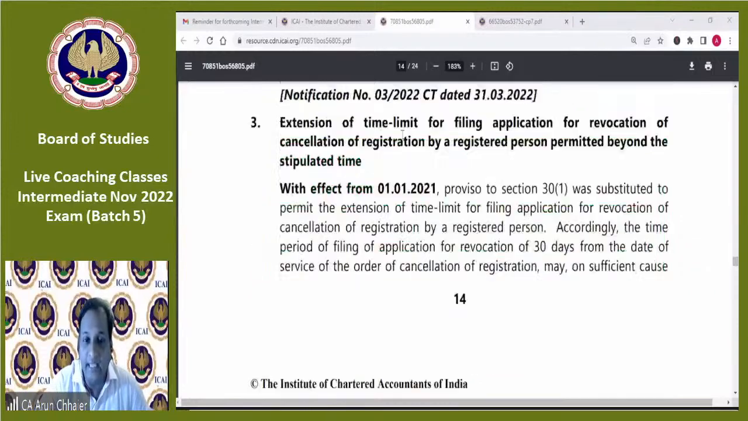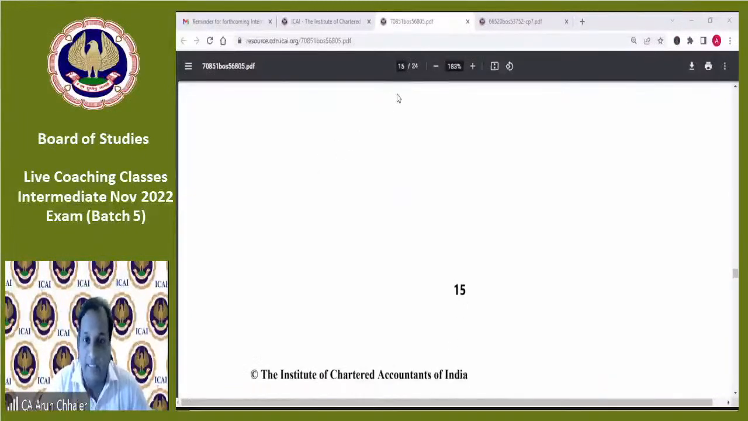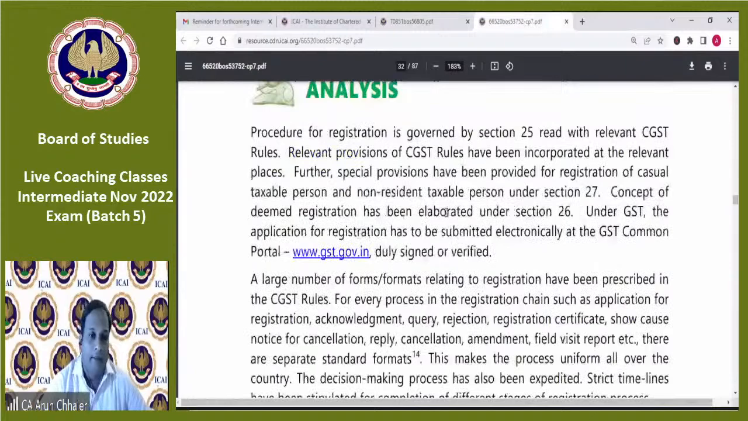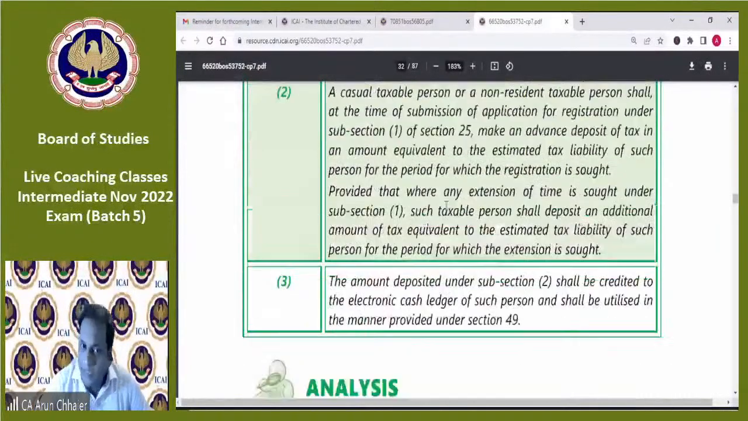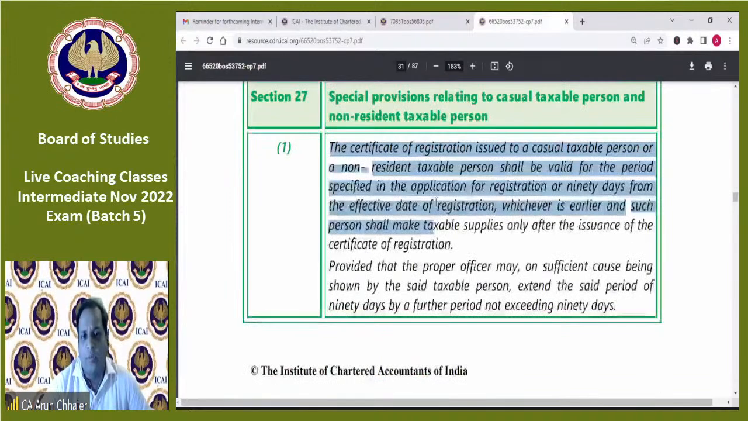Now, third thing, extension of the time limit, we will discuss at the time of revocation. These are the three amendments. Fine. So, we have completed section 25. We are going to section 26. It talks about deemed registration.